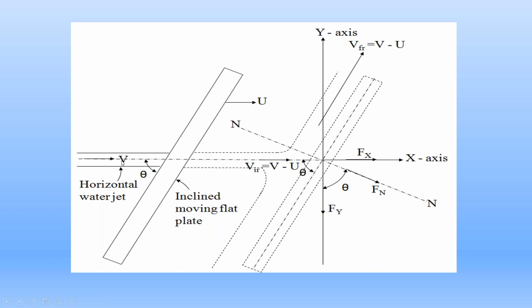The absolute velocity V, the absolute velocity U, and the relative velocity of the water jet with respect to the inclined flat plate, Vr, all are in the same direction. The relative velocity of the water jet with respect to the moving inclined flat plate is V minus U. That relative velocity of the water jet before impact is along the x-axis. That is called the initial relative velocity before the impact.